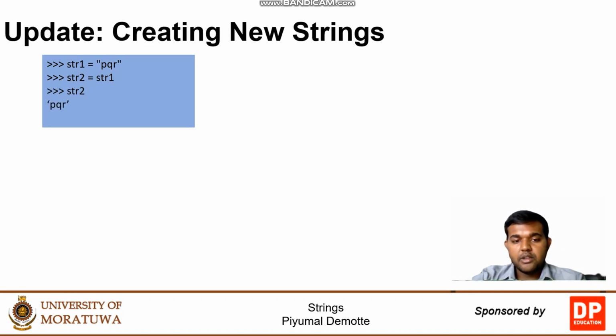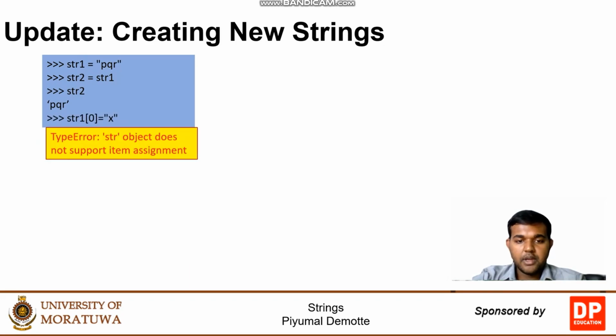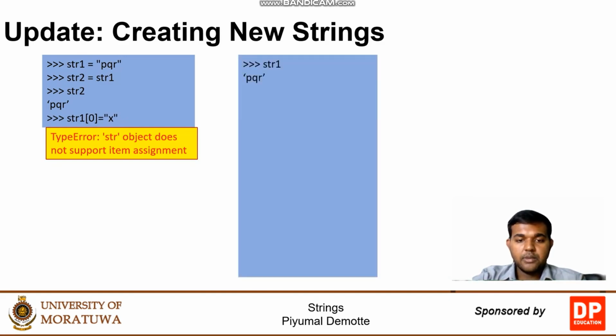Furthermore, if we try to change the value of a string object using the square bracket operator, it will throw a type error, as strings are immutable objects and a new object will not be created. Let's try to understand the immutability of strings furthermore.